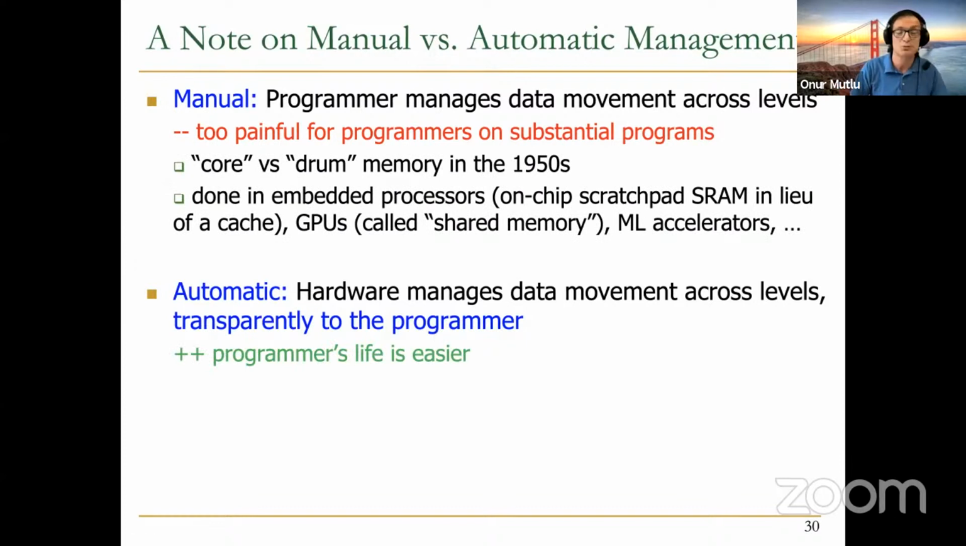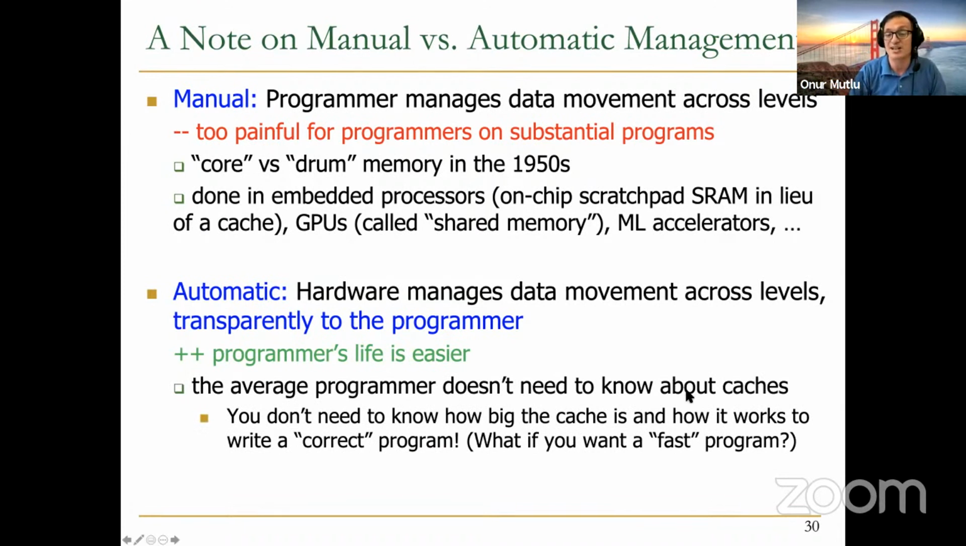So the big advantage is programmer's life is a lot easier. With complicated programs, the programmer doesn't need to deal with it. And the average programmer doesn't need to know about caches. You don't need to know how big the cache is, what its parameters are, how it works to write a correct program. But if you want a fast program, maybe you do need to know some of those properties, and you do need to arrange your data so that it fits into your caches, for example. And we're going to get back to that. We're going to talk about software management of caches later in this lecture.